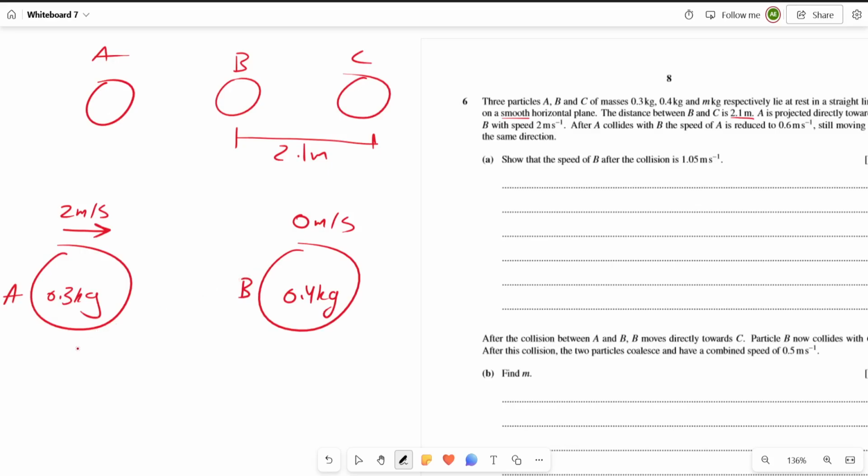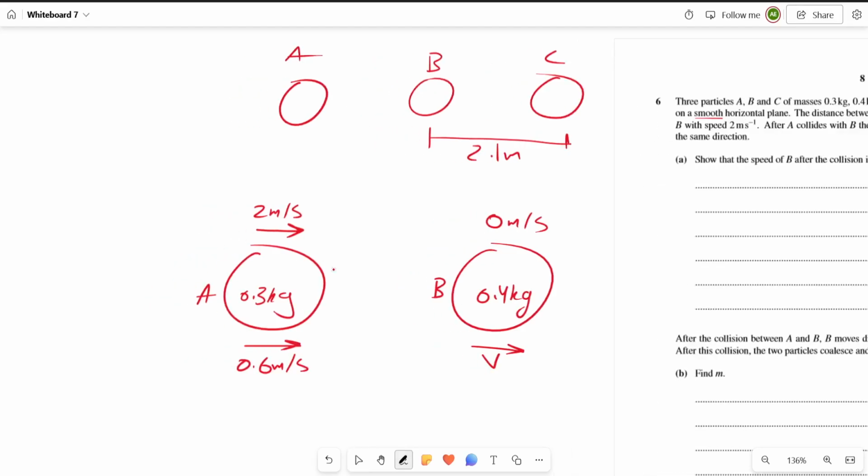Below the circle that I drew, I like to write the speeds after the collision. So it tells me that after A collides with B, the speed of A is reduced to 0.6, still moving in the same direction. So in the same direction, but it's now 0.6 meters per second. And obviously, if the collision happened like this, B is also going to be moving in that direction, and we are required to find that velocity. Let's call it V.